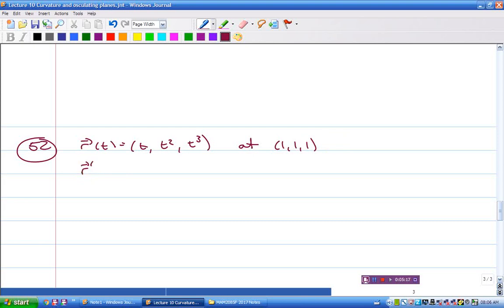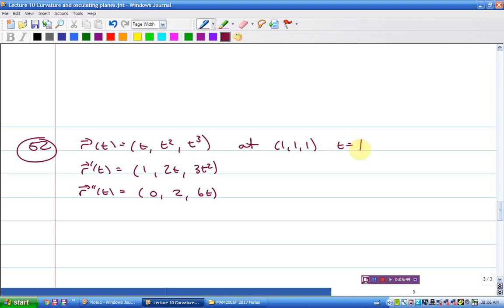Okay, I'm going to work out r dash: 1, 2t, 3t squared. I'm going to work out r double dash: 0, 2, 6t. Okay, please keep quiet. I want to know what r dash and r double dash are at my point. My point is the point (1, 1, 1), but r dash and r double dash are functions of t. So in order to find out what r dash and r double dash are at my point, I need to know the value of t at my point.